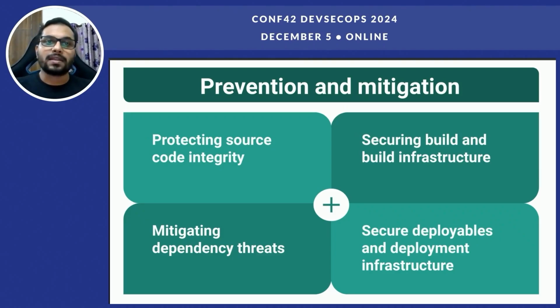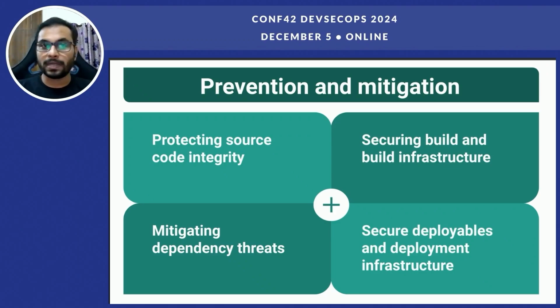So how do we prevent and mitigate these kinds of attacks? There are 4 phases of it. One is protecting the source code integrity, which is where everything starts. Code signing and protecting source code integrity. There are a number of standards for signing and attestation of code and artifacts. Mitigating dependencies requires that you know about the dependencies of your software and continuously monitor for vulnerabilities.